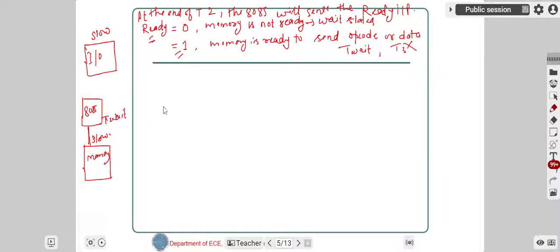Those T wait states are introduced in between the T2 and T3 states of the opcode fetch cycle. These will also be introduced during the memory read machine cycle, the memory write machine cycle, or input output read or write cycles.